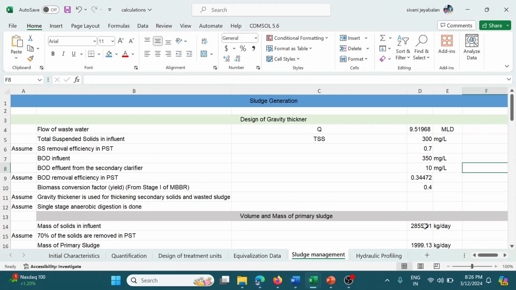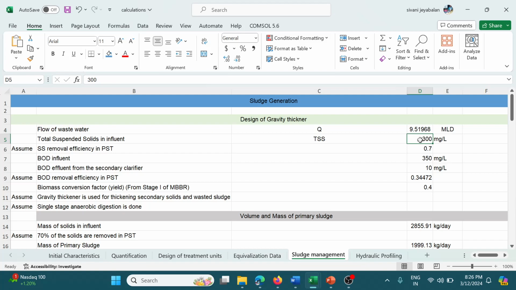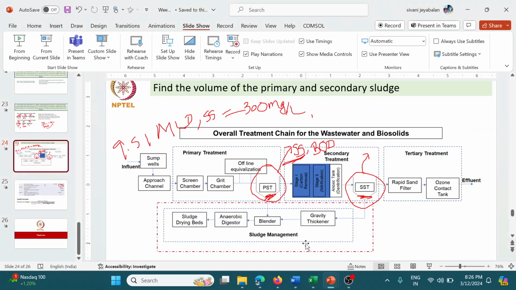See here, I'll just explain, but you tell me the answers. Mass of the solids in the influent. How will you find the mass of the solids in the influent? You have been given the flow, and you know the suspended solids in the influent. So the mass of the solids in the influent will be flow times this one. If you put it in, you will get kg per day. See here, MLD is nothing but million liters per day. Wait, I will write it down.